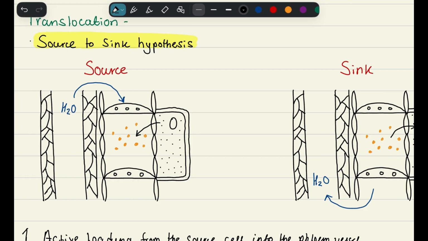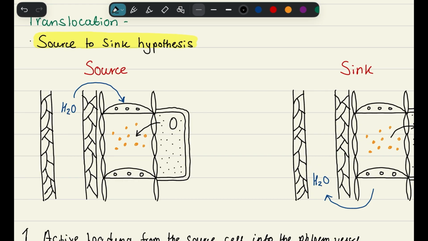Cool. So imagine we've dumped that into the sieve tube element, what is going to happen to the water potential? It's going to go down, right? Because we have more solute. So your xylem vessel is going to be like, oh shoot, we need to give water to the phloem so that we can have osmosis happening. Yeah. So osmosis happens, water comes in. If we have more water in that space, we increase the hydrostatic pressure. So hydrostatic pressure at the source is increased.